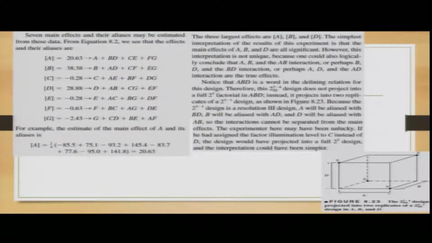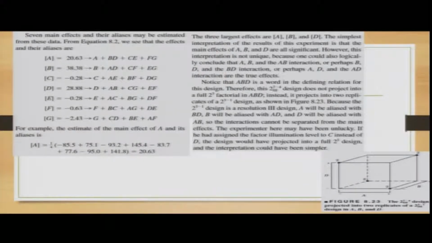So, they are as mentioned. The equations can be found out, and we see the effects and the aliases as follows. For A, you have the value of 20.6. I am just repeating, those are in milliseconds, and the effects are for A, B, BD, CE and FG. Similarly, for B, I am talking about the so-called combined effects, so it is B, AD, CE and EG. Similarly, for the third, fourth, fifth, sixth, seventh, which are the combined effects of C, D, E, F, G respectively, the values are given as minus 0.28, 28.88, minus 0.28, minus 0.63 and minus 2.43, and the values are individually given.